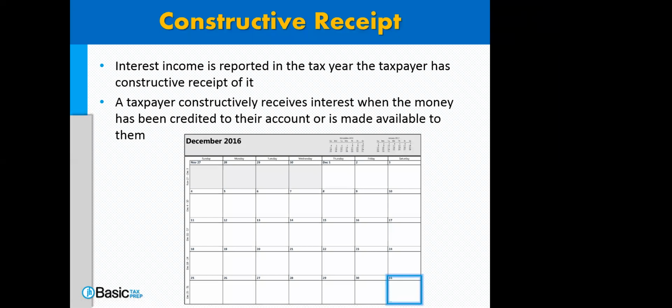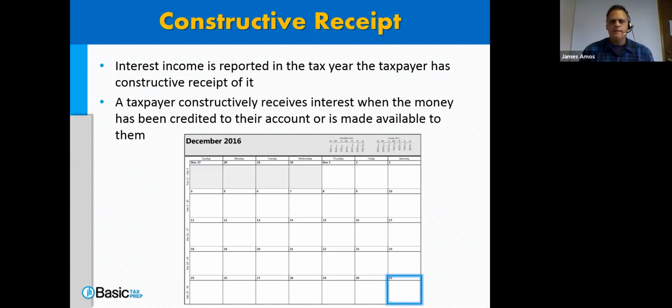If you deposit $10,000 into your bank and the bank holds back $5,000, you still have that $10,000. That's exactly right. You're considered to have the $10,000 in your possession. That's 100% right. Good example, Lisa.